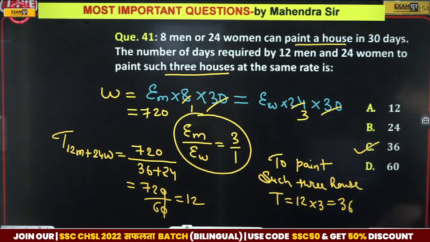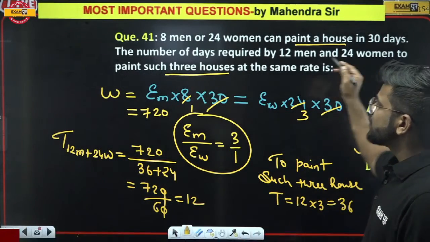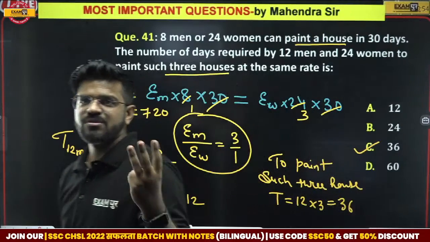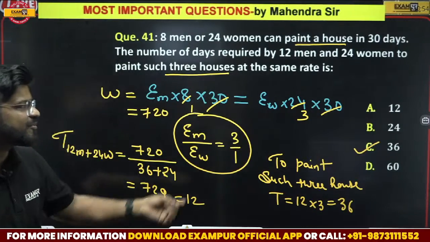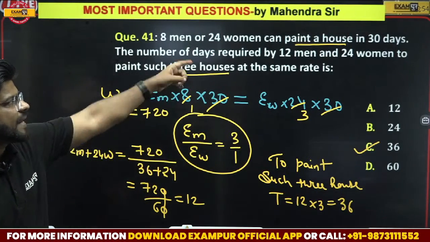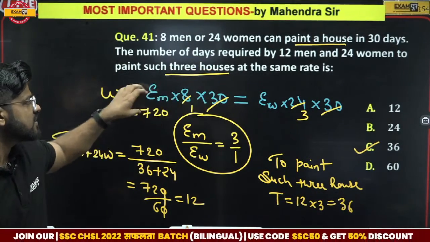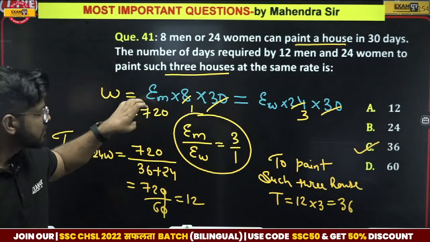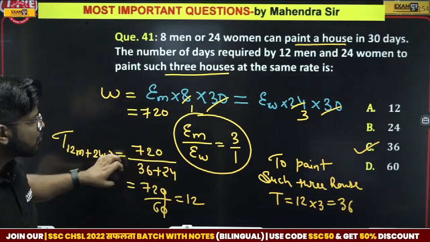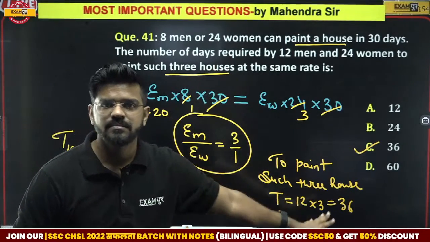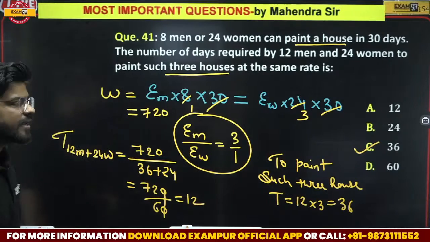Just look at the question. The question is saying to paint such 3 houses. So my answer will be what? Option number C. Paint a house, it will take this much work. This work will get this much time, that is 12. Now we have to do 3 times of this thing. Okay, absolutely correct.